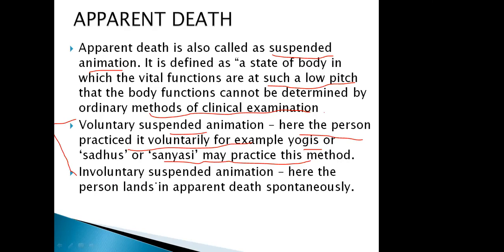What about involuntary suspended animation? Here the person lands in apparent death spontaneously. In some cases, before dying, they go to a stage called involuntary apparent death or involuntary suspended animation. So before dying, they go to this stage and then they die.